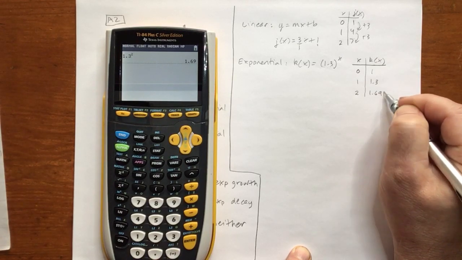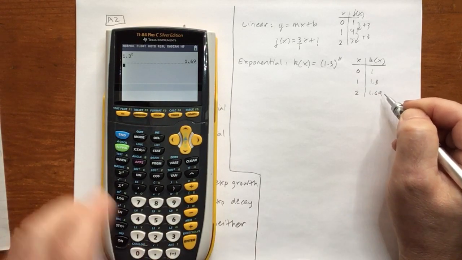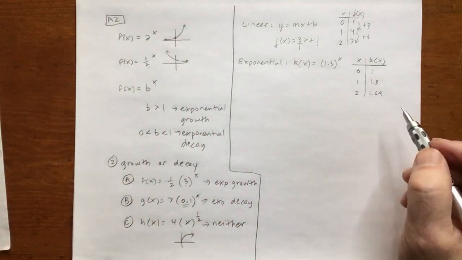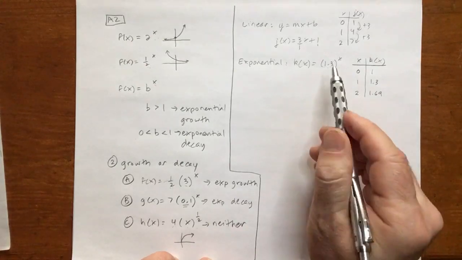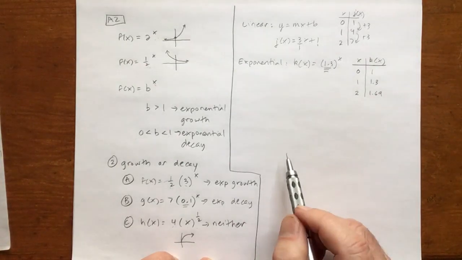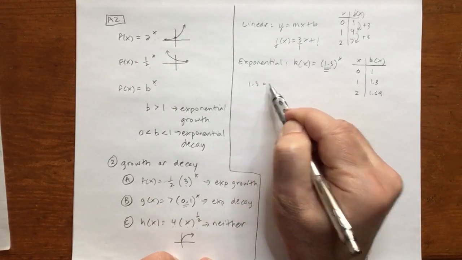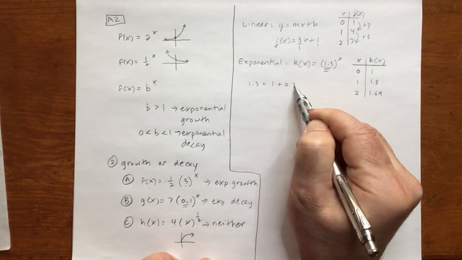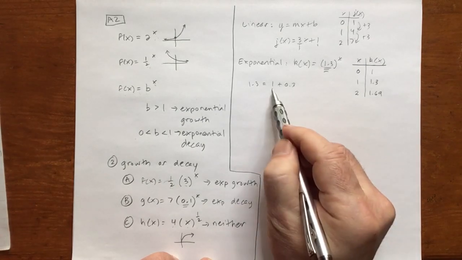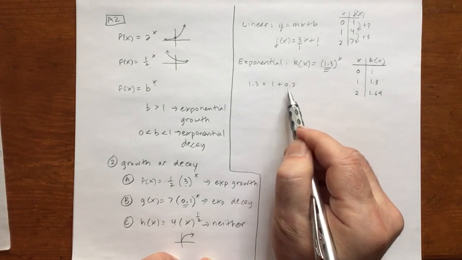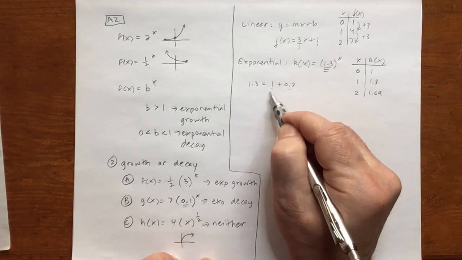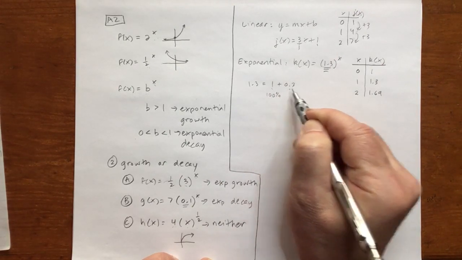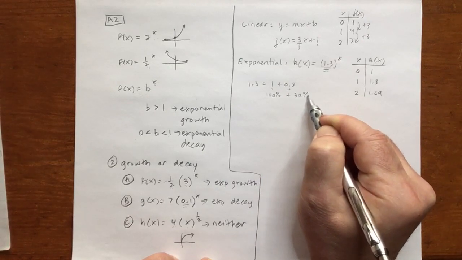Notice that we didn't increase by 0.3. What we actually did is we increased each time by 30%. And if you break this down, you can clearly see why it's 30%. 1.3 is equal to 1 plus 0.3, and these are the decimal forms of the percentages: 100% plus 30%.